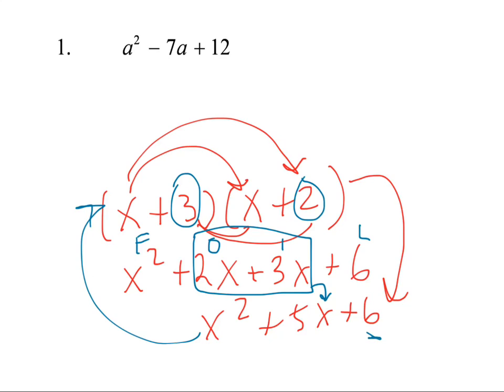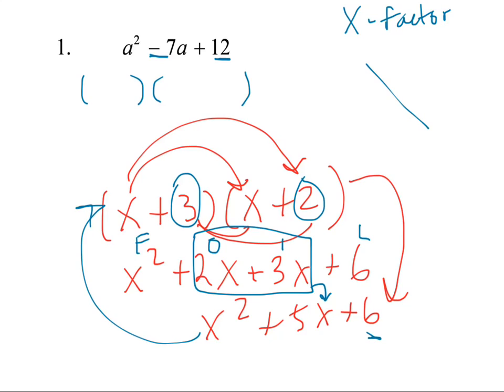So if I have this trinomial in question 1, and I'm trying to figure out what binomials were multiplied to get that trinomial, I want to think of how I got 12 and how I got -7. Now I'm going to use something called the X factor. It's just a little teaching device that some teachers use to show how to find the binomial factors.